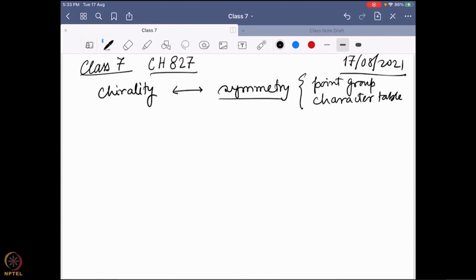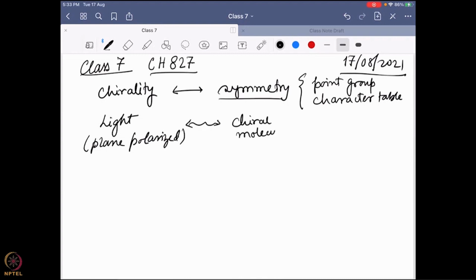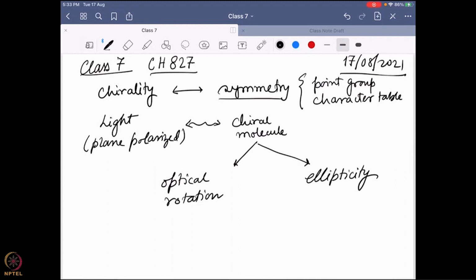First, what we found is that a plane polarized light can interact with a chiral molecule, and it can create two different effects, to be honest. One is the optical rotation, and another is called the ellipticity. And over there, this optical rotation is how much is the angle of the rotation of the plane polarized light, and in the ellipticity we found that it is the difference in the absorbance.